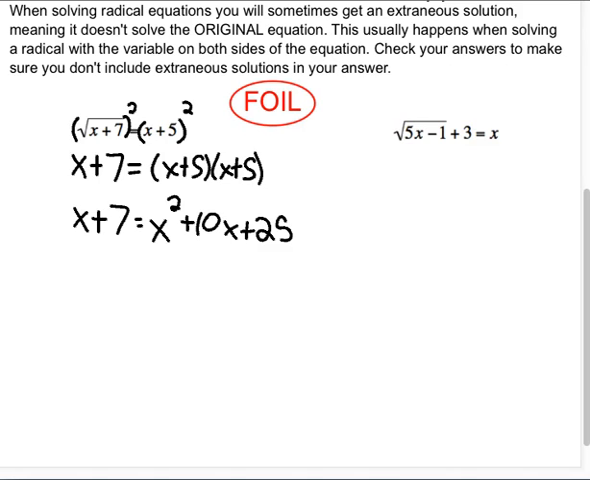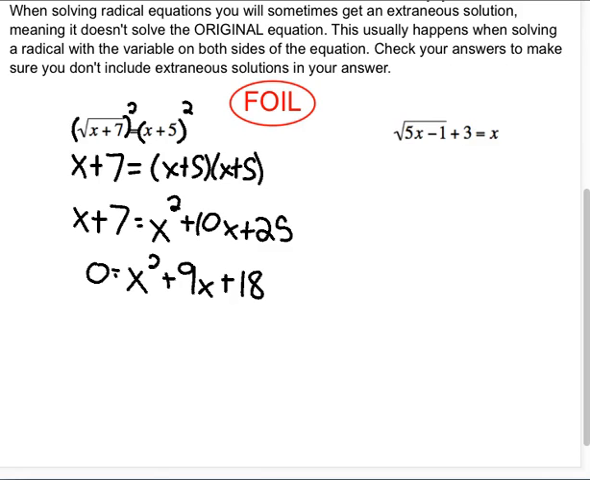And now we have a quadratic. So think about how we solved quadratics. That was way back in chapter 4. But remember, when we have quadratics, our goal is to get it set equal to 0. Every higher level polynomial, anything besides linear, the goal is to get it set equal to 0 so we can finish solving. So I'm going to subtract that x off, leaving me with 9x. And I'm going to subtract that 7, leaving me with 18.